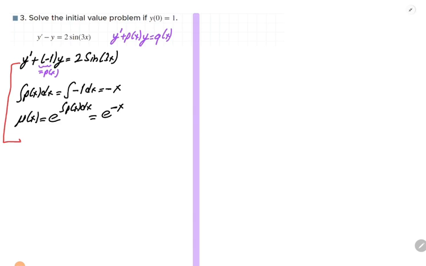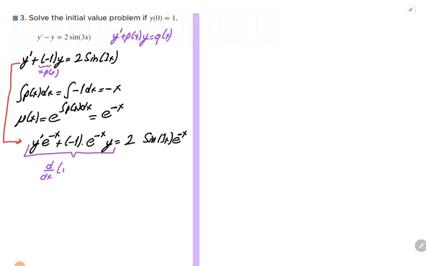To use our integrating factor, I'm going to multiply our equation by the integrating factor to obtain y prime e to the minus x plus minus 1 times e to the minus x y is equal to 2 times sine 3x e to the minus x. So here, remember, I always get d over dx of y times mu of x, which is e to the minus x, and our right hand side is 2 times sine 3x e to the minus x.